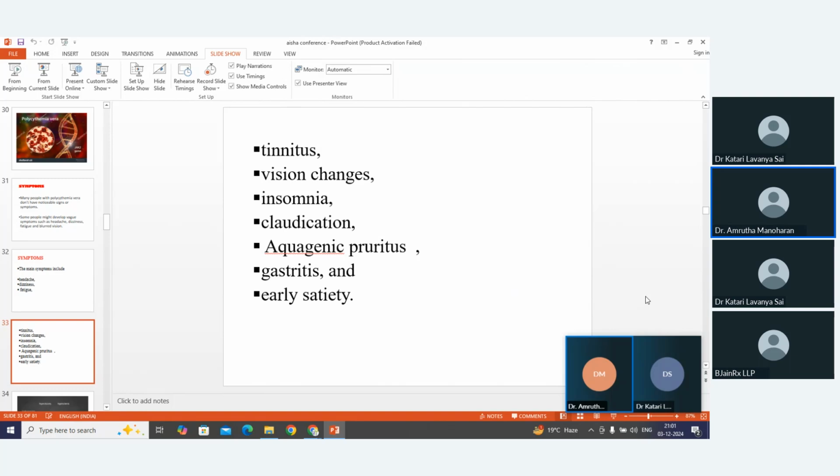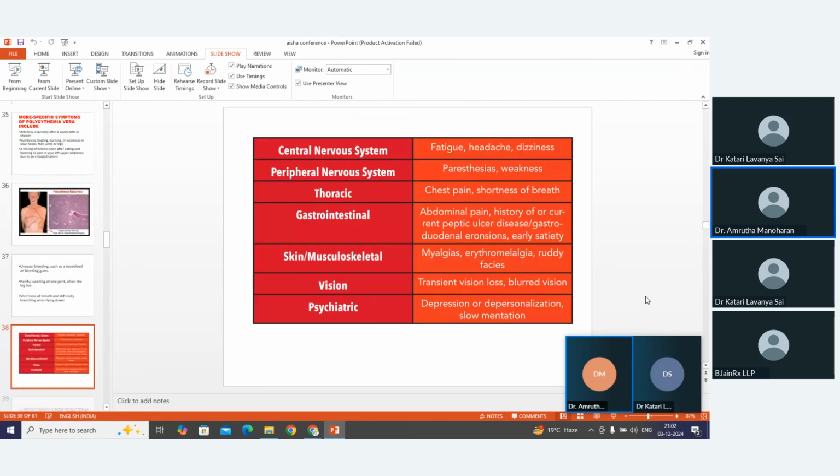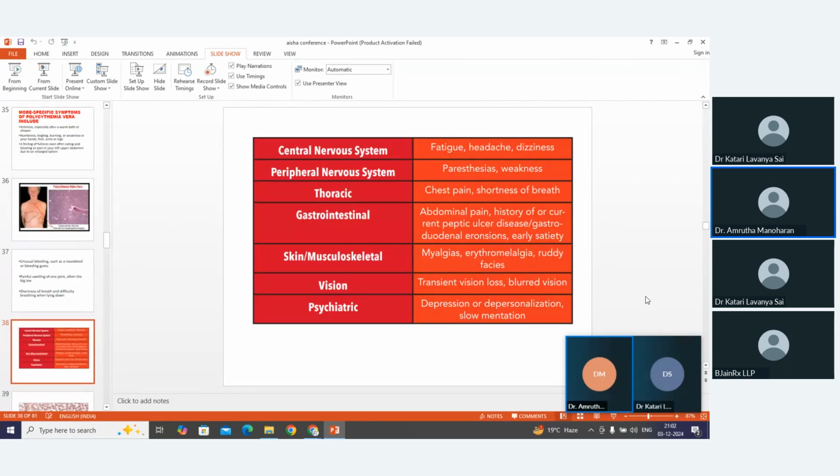Bleeding tendency will be there. There will be unusual bleeding such as nosebleed or gum bleed. Then there will be painful swelling of a joint of the body, and shortness of breath. Madam, kindly move to slide number 38. According to different systems of the body, these are the main symptoms.